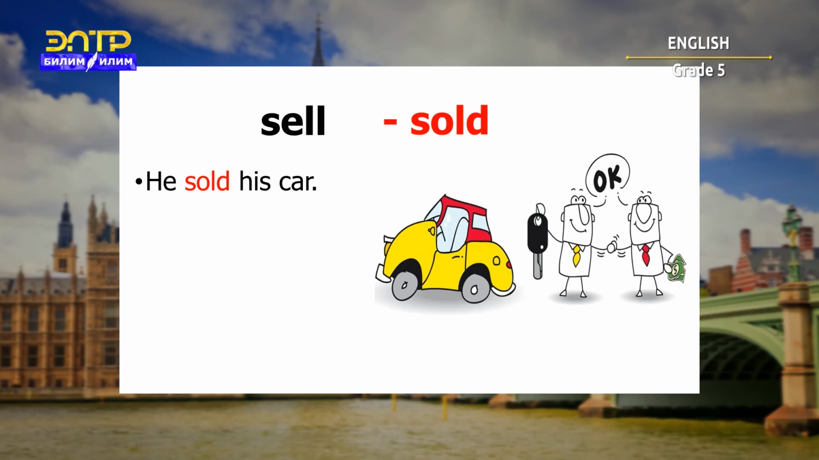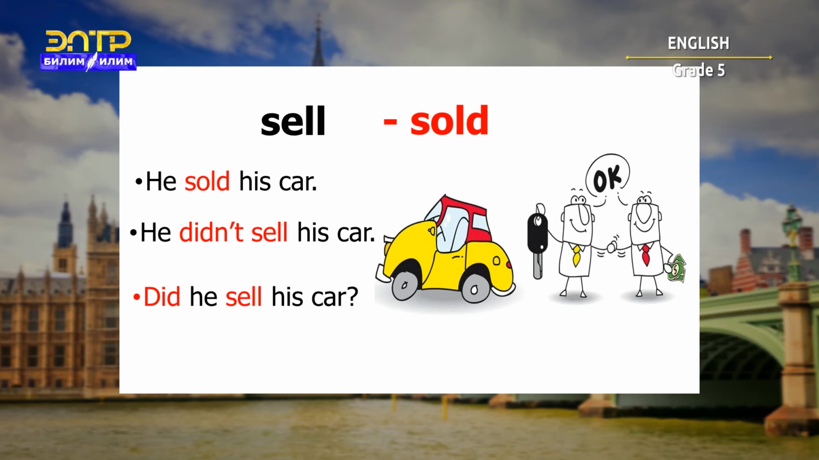Have you done? Let's check. The negative form is he didn't sell his car. Don't forget to come back to the base form of the verb sold, sell. And question form. Did he sell his car? Again, we have an auxiliary verb here, did. So we should come back to the base form of the verb sold, sell. Good job.